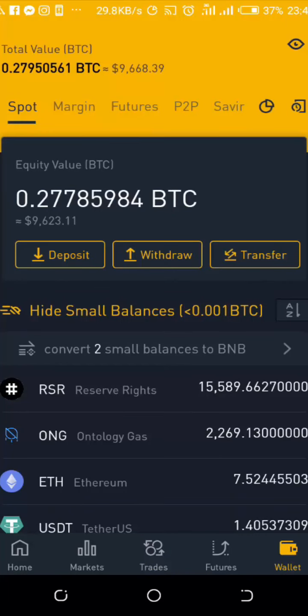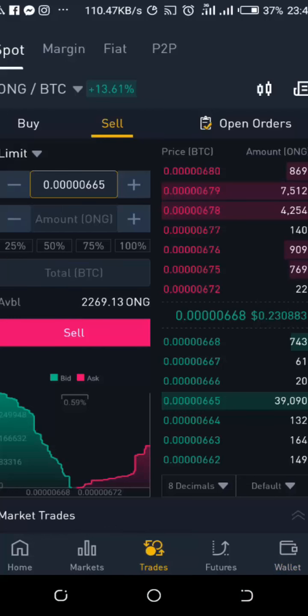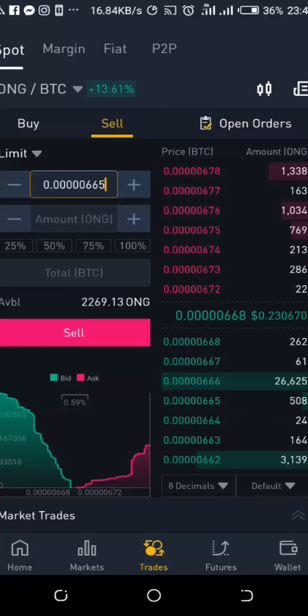So let's check. As you can see, this is your ONG, so it's still here, and the value when we bought it, the value as it is now in dollars is $459.16. So we also check the balance when we want to take profit or when we have taken a profit. Now we go back to the trades. We might not be around to monitor this as it gets. It can happen in 1 hour.